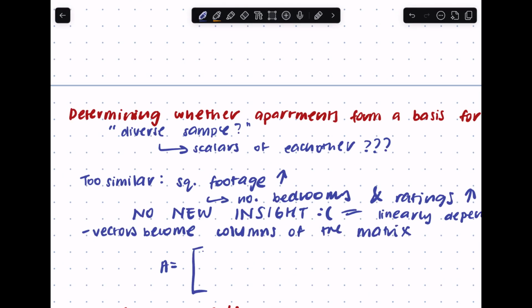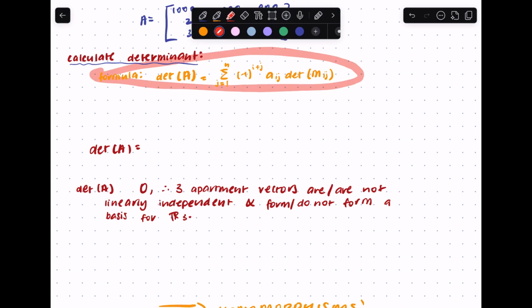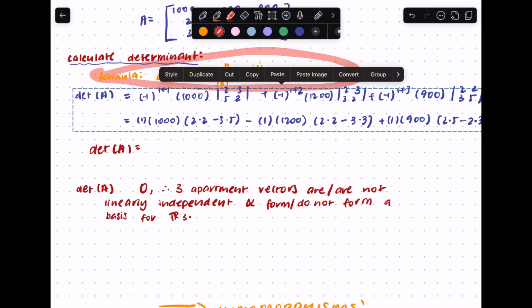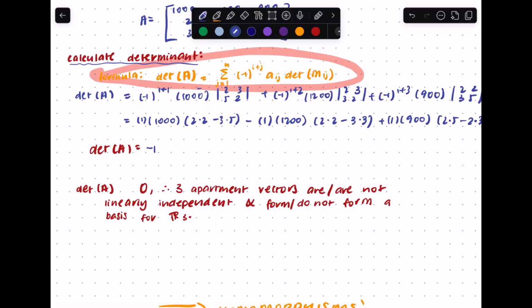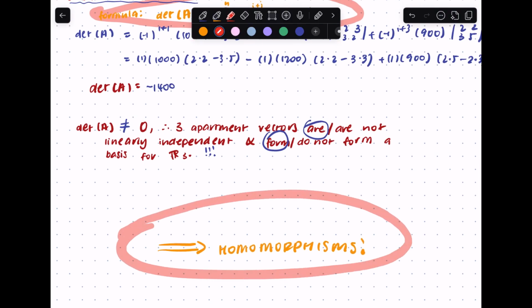If you put them as columns of a matrix, forming matrix A, seen here, and calculate the determinant using this formula, we get the determinant of A is negative 1400, which is not equal to 0, so the vectors are linearly independent and form a basis for R3. So, by arranging these vectors into a matrix and checking whether the determinant is 0 or not, we can tell whether our sample truly represents diverse and independent factors in the housing market, or whether they're all just variations of the same predictable pattern. Now, on to the next topic, homomorphisms.